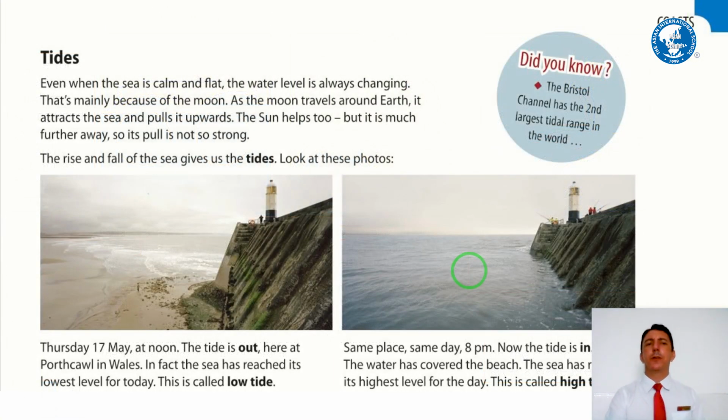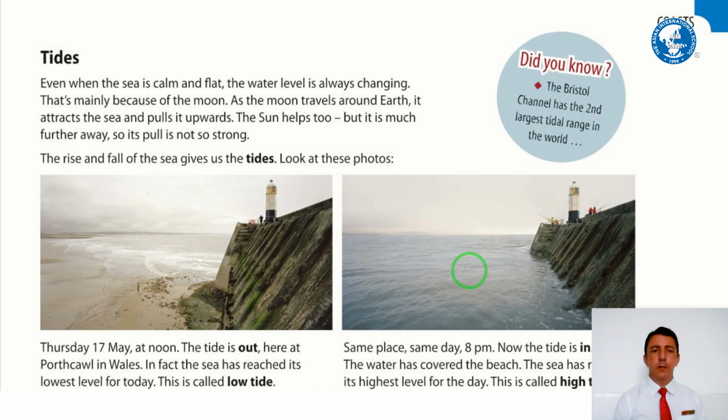Tides. Tides are something different. Even when the sea is calm and flat, the water level is always changing. Now, this is mainly because of the moon. As the moon orbits the Earth, its gravity attracts the sea and pulls it upwards. The sun also helps too, but the sun is much further away, so its pull is not as strong. The rise and fall of the sea gives us the tides.